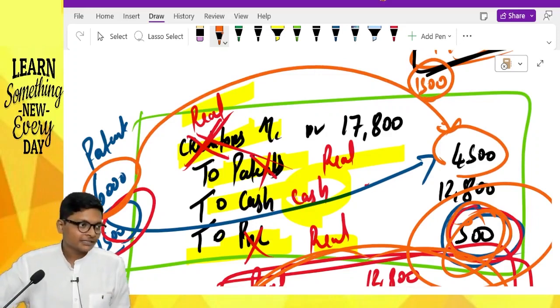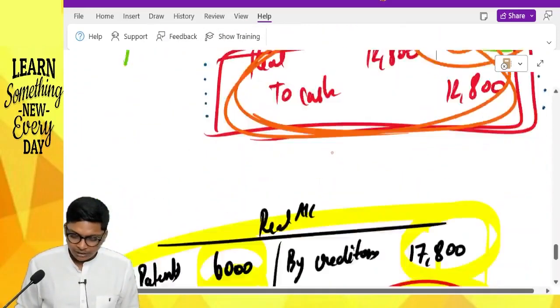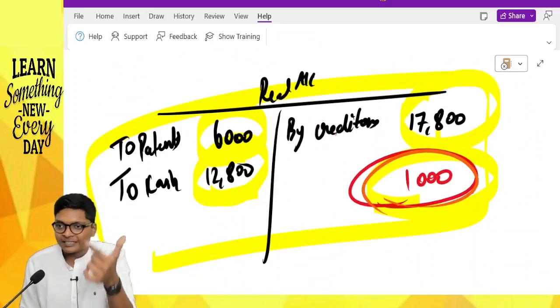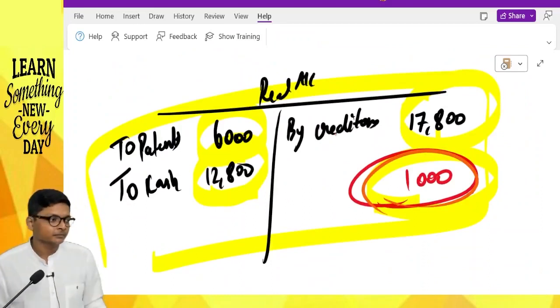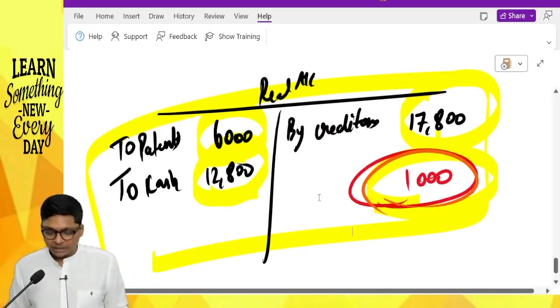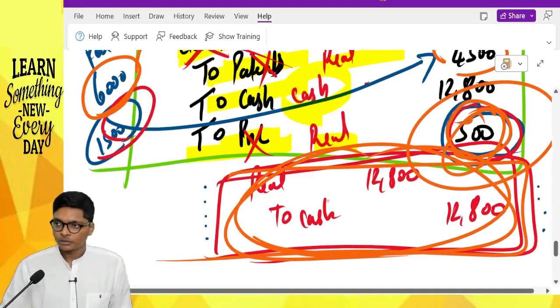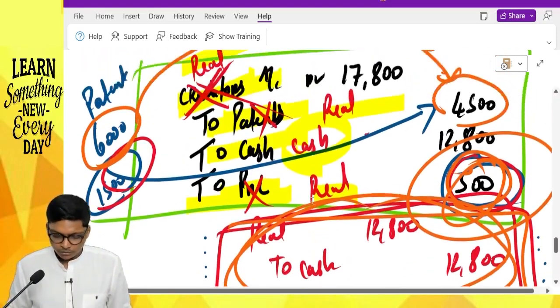Are you all able to follow, guys? Net loss 1,000, and the net loss I am showing you how it gets automatically captured in the realization account. You don't even need to do it separately. It automatically gets captured if this entry which you passed is correct. Are you able to follow, guys? Understanding? Clear? Anand, following? Okay.